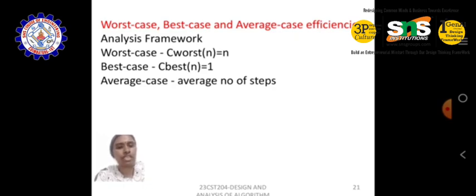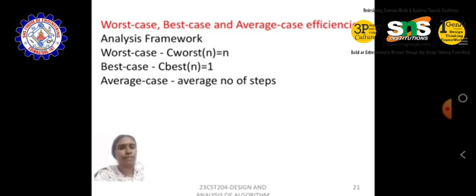And then average case complexity. The average case time complexity is the expected time an algorithm takes for a random input of size n. This assumes that the input is a random distribution and calculates the expected running time over all possible inputs. For example, for quicksort, the average case time complexity is big O of n log n, assuming that the pivot divides the input roughly in half.